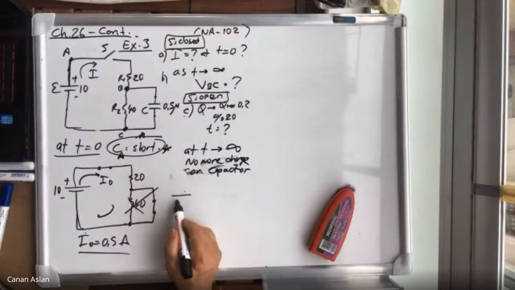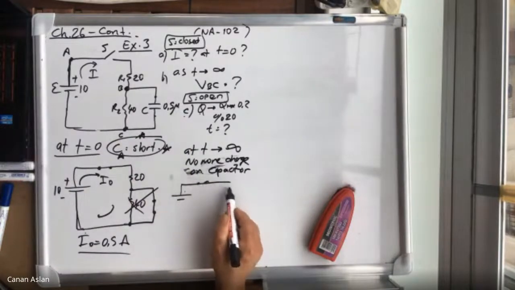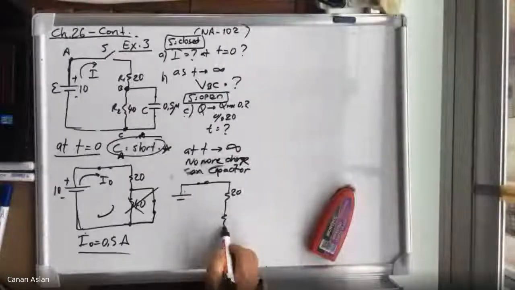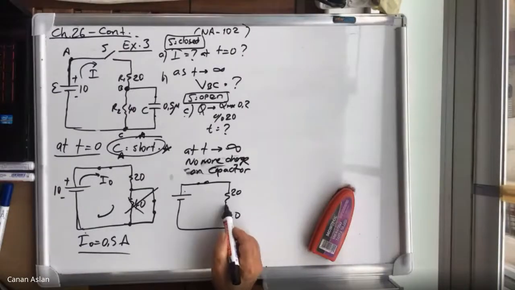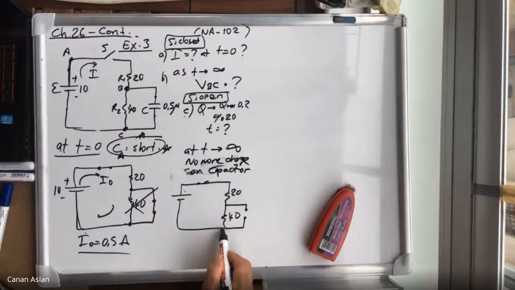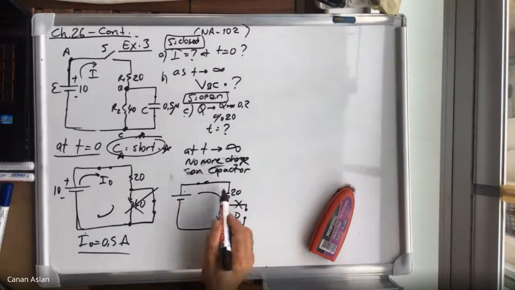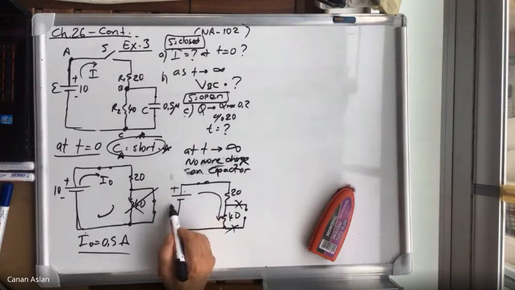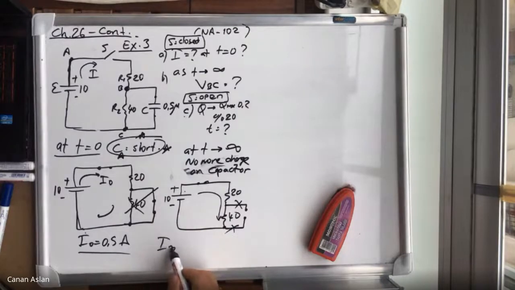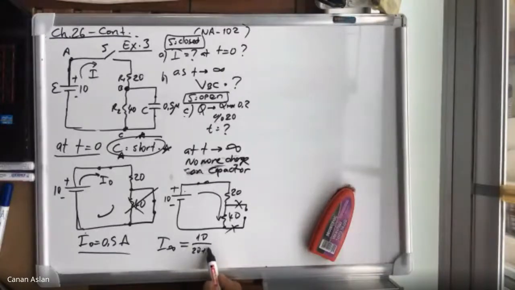So when we draw the circuit again, the switch is closed. We have 20 ohms there and then 40 ohms there, but now this part is just empty. As you see, nothing happens here, so you can just get rid of these parts. Now we have 40 next to 20. As you guess, I infinity, the minimum current that you will have, will be just 10 divided by 20 plus 40, which is just 0.17 amperes.